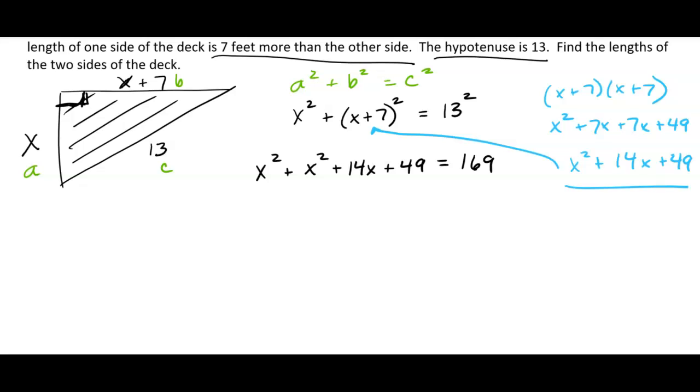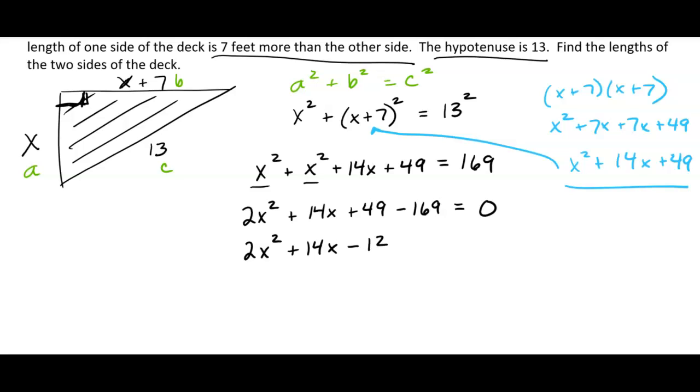Okay. Now we're going to combine like terms. So x squared plus x squared is 2x squared plus 14x plus 49. And let's go ahead and bring over the minus 169 because we know we're going to have to set it to 0. You don't have to, you could do it in 2 steps. Okay, so we get 2x squared plus 14x minus 120.